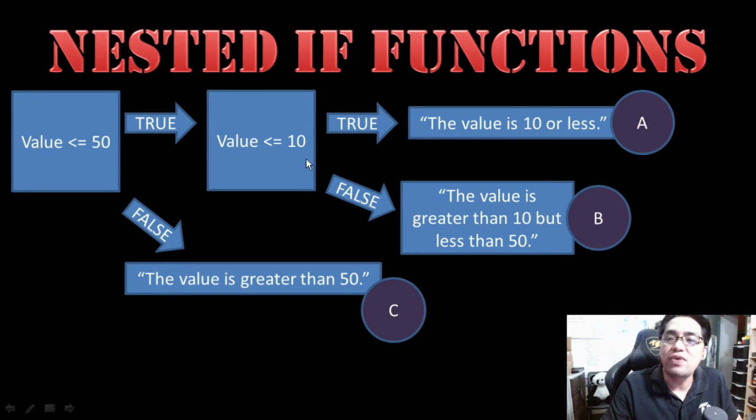If the value is not less than or equal to 10, then we have Microsoft Excel display this message here: the value is greater than 10 but less than 50. But if the value is greater than 50, then of course the first logical test is false, and then we have Microsoft Excel display the value is greater than 50.